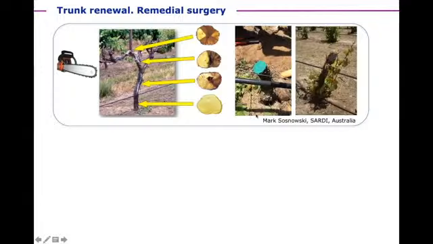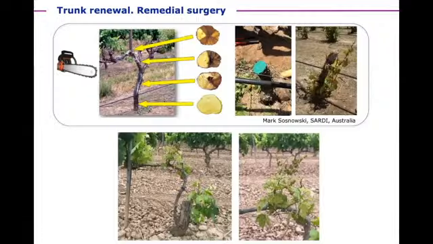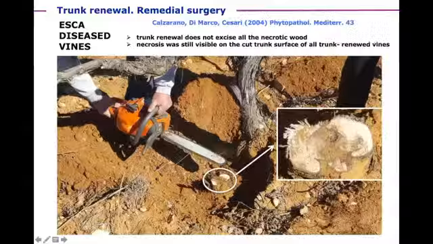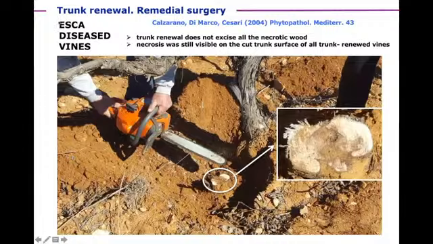However, the success of remedial surgery is very limited if infection has reached the ground or graft union. In this case, the grower was way too late for renewal. We see Eutypa dieback symptoms even if the origin of the water shoot was the lower part of the trunk. This is also particularly true for Esca diseased plants, where internal necrosis is often observed in both scion and rootstock wood of affected plants. Thus, completely removing infected wood is very difficult.